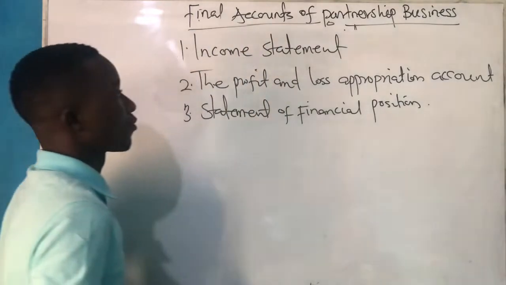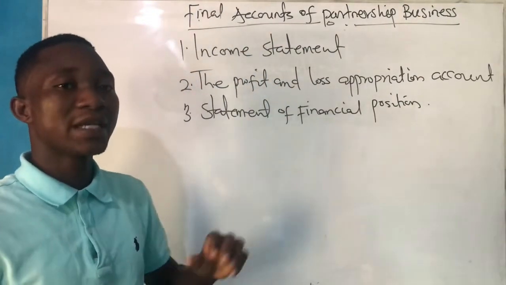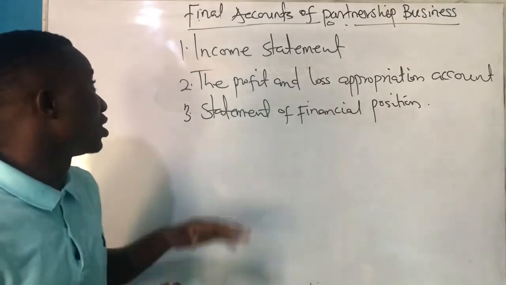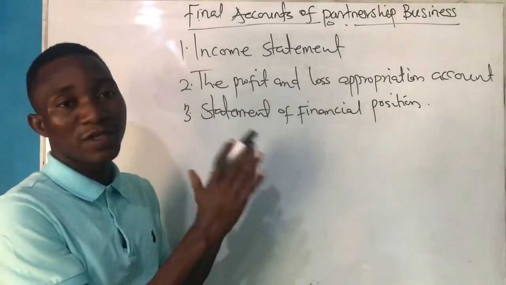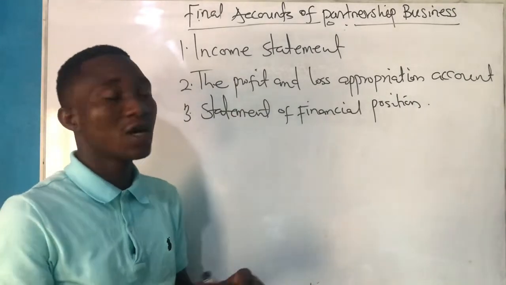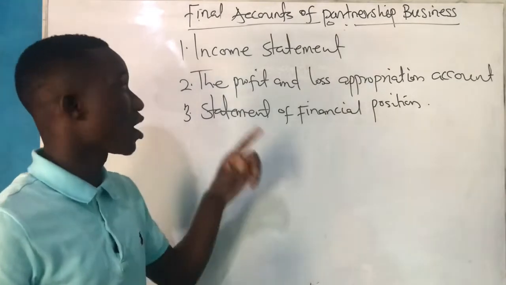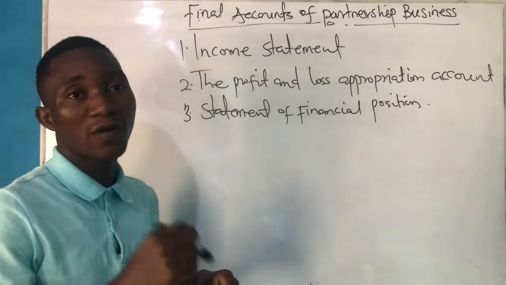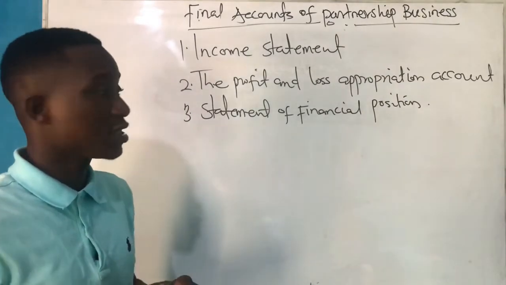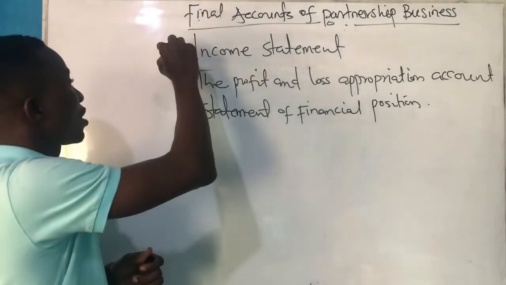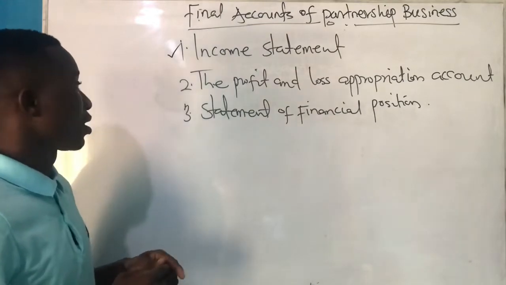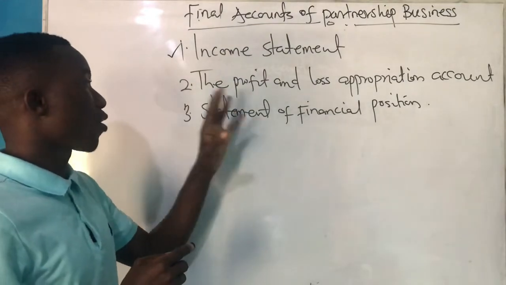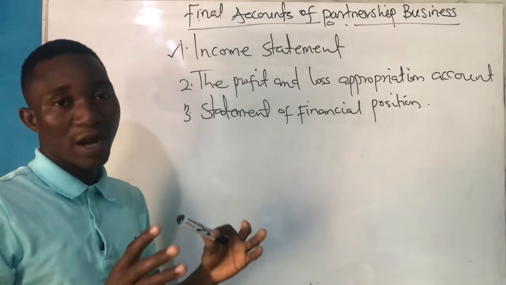All right. So we are going to look at how we prepare these accounts. However, the preparation of the income statement of a partnership is not different from that of the sole proprietorship. So you can refer to my videos on the preparation of an income statement for a sole trader. It is actually the same. Is that okay? So we are not going to look at the format of this. But the preparation of the profit or loss appropriation account is quite different.